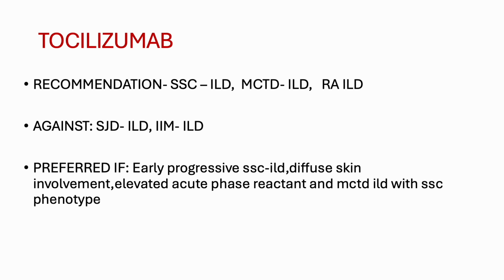Tocilizumab is recommended in systemic sclerosis, mixed connective tissue disease, and RA-ILDs. It is not recommended in Sjogren's disease and IIMs in progression. It is preferred if the patient has early progressive SSC-ILD with diffuse skin involvement and increased inflammation. How do we measure that? With acute phase reactants. In MCTD-ILDs, it is recommended only if there is an SSC phenotype.